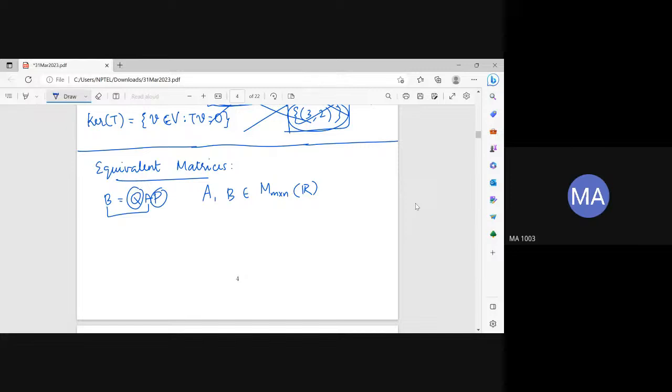But you needn't do so much work finding out Q and P and all that. We have a nice condition for equivalent matrices. Two matrices are equivalent if and only if they have the same rank. If they are equivalent, then they will have the same rank. If they have the same rank, they will be equivalent. So no worries. You just have to check the rank of the two matrices. If they are the same, and they are of the same order, they will obviously be equivalent matrices.